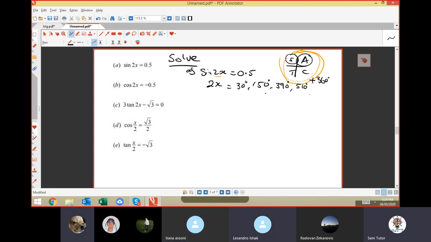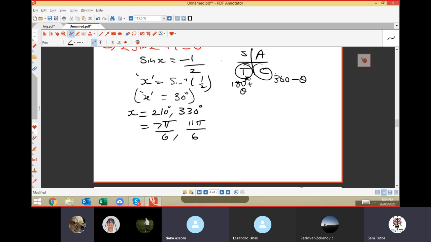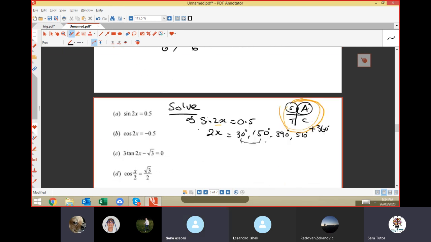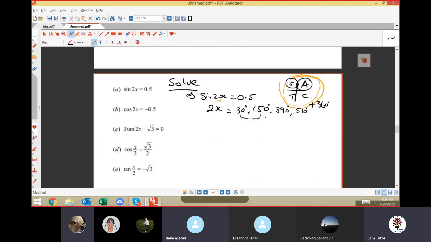510. 510. You only need to add 360 to the 2 answers you've got. You don't need to add more. So pretty much it was like this. To go back up for a second, when you had x here, you had 2 sets of solutions, right? 1, 2. When you're going to have 2x, you're going to have 4 sets of solutions, double the amount. If it was 3x, you're going to have 6 solutions, 3 times the amount, and so on.